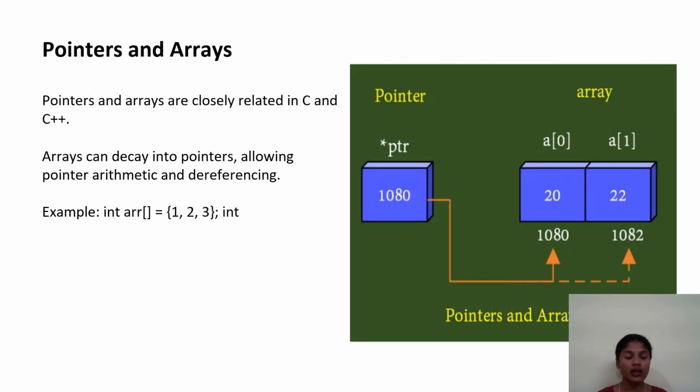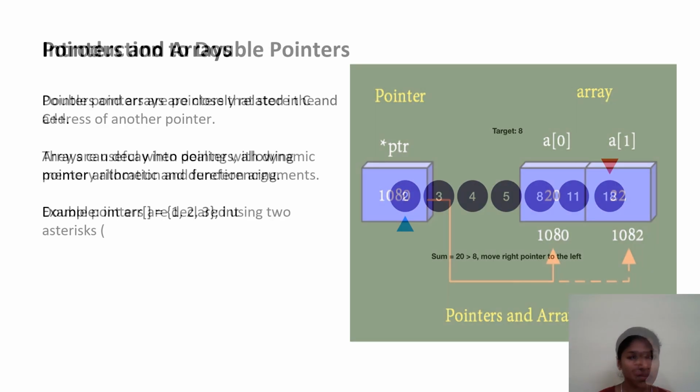Pointers and arrays. Pointers and arrays are closely related in C and C++. Arrays can be treated as pointers, allowing pointer arithmetic and dereferencing. An array is a collection of elements of the same data type. A pointer is a variable that stores the memory address of another variable or an array element.